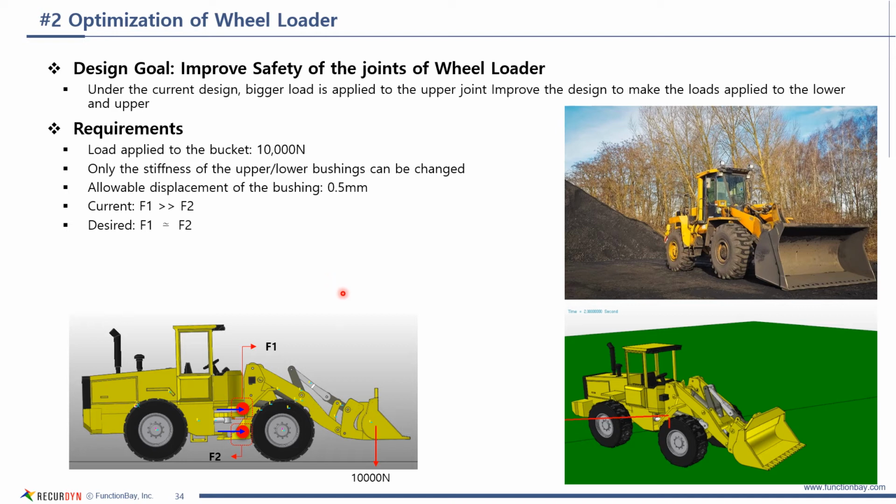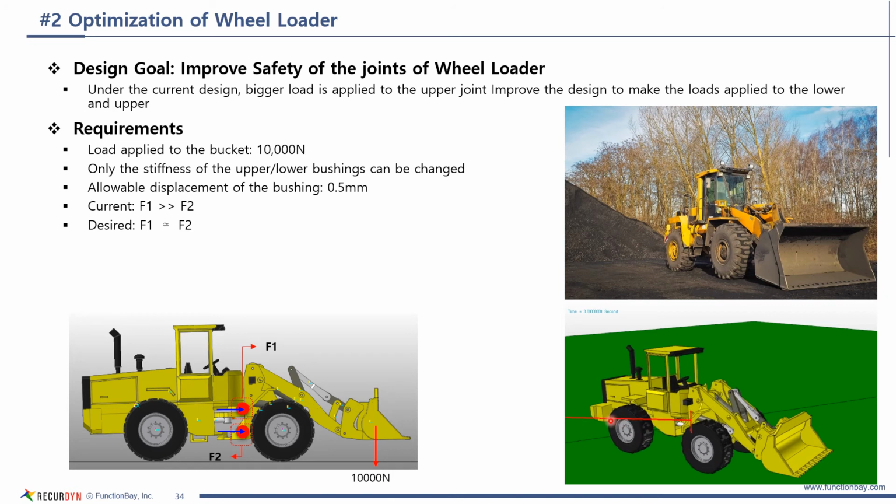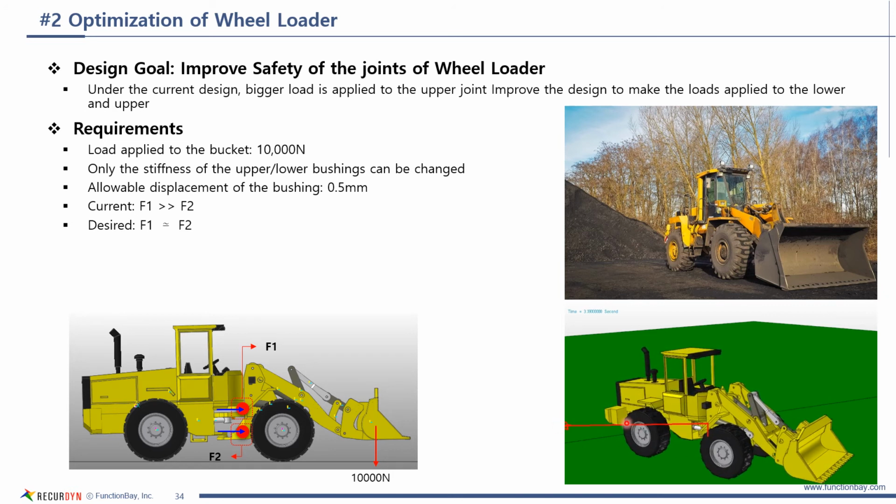In the original model, there are two joints where a much bigger load is being applied to the upper joint here. The design goal is to make the load applied to the upper and lower joints similar. You can see how the wheel loader moves dynamically over time. This arrow means the force vector.